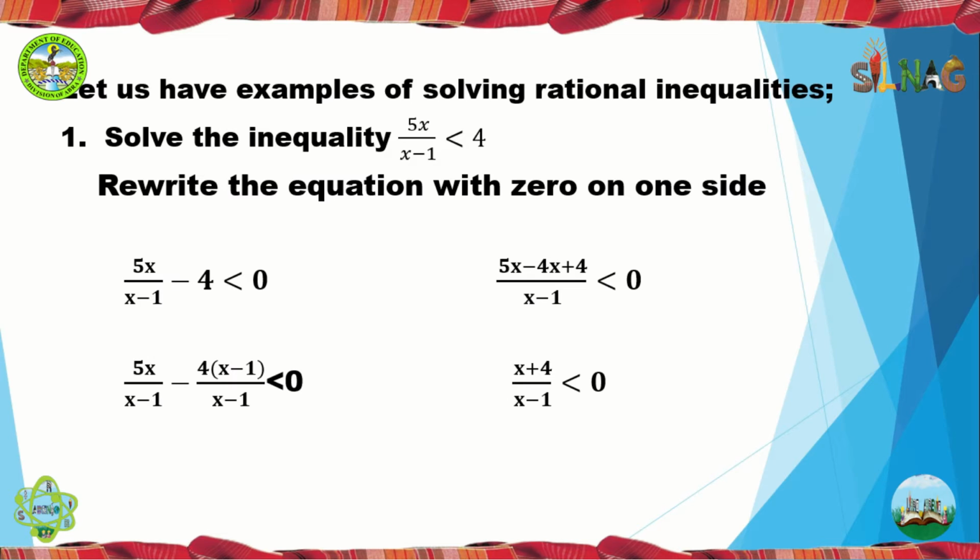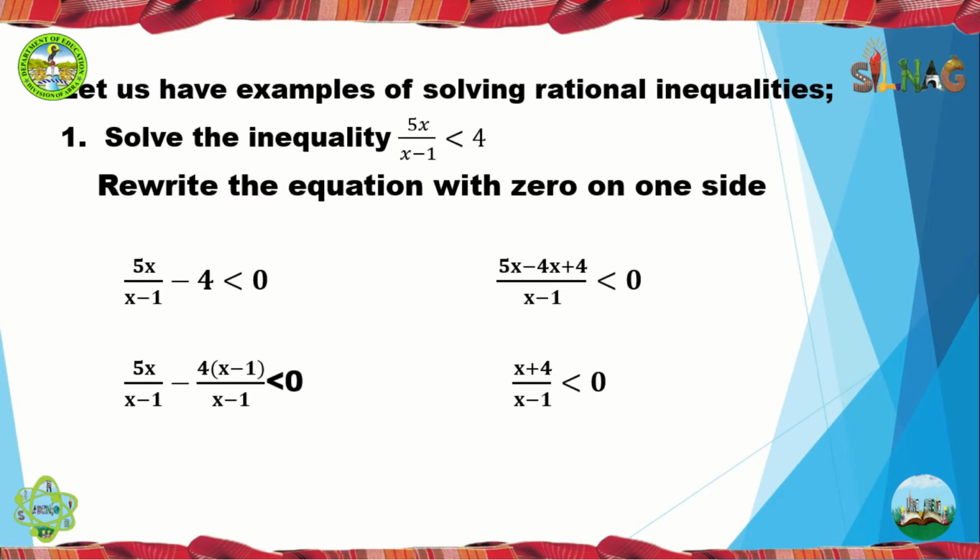Example number 1. Solve the inequality 5x over x minus 1 is less than 4. We have to rewrite the inequality with 0 on one side. So we have 5x over x minus 1 minus 4 is less than 0. Then we have to simplify the left side. And the LCD is x minus 1. x minus 1 divided by x minus 1 is 1 times 5x is 5x. x minus 1 divided by 1 is x minus 1 times negative 4 is less than 0.